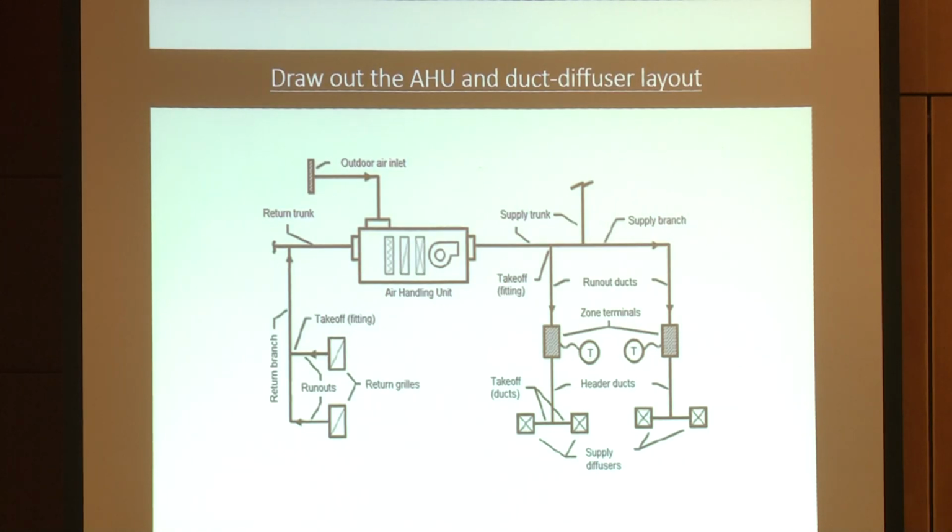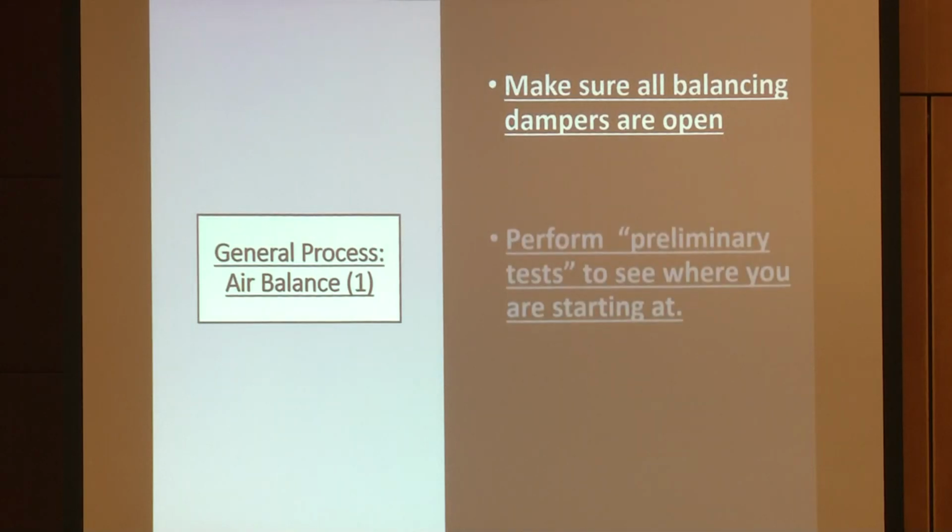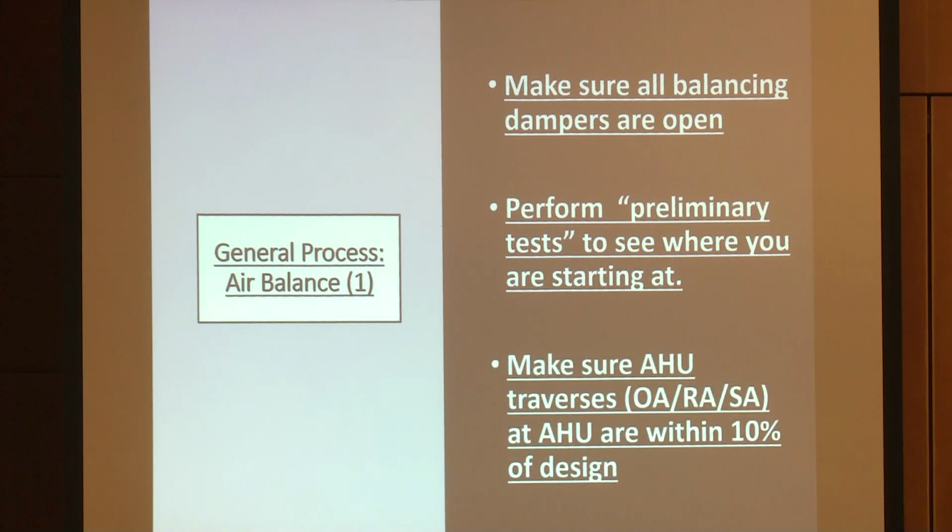So what you do is you have to sit there and draw out the air handler, how it looks, and then you start looking at the general process of where you're going to start. So make sure all the balancing dampers that we told you about, they all have to be open. Make sure they're all open. The contractor knows when they install the ductwork that they're supposed to leave those open. They don't always do that, but they're supposed to do that. So make sure that those are all open. Make sure that you've done all your preliminary tests to see where you're starting at, and then making sure that your traverses are all going to work out within 10%.